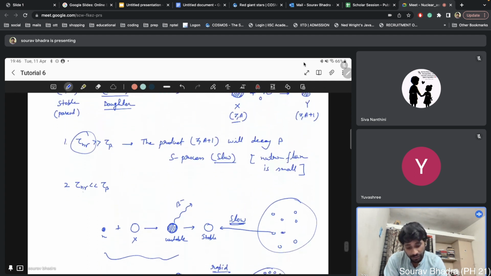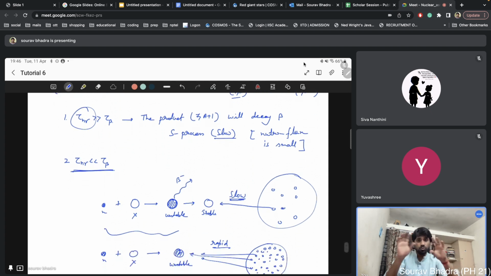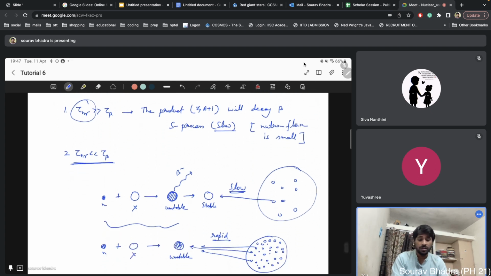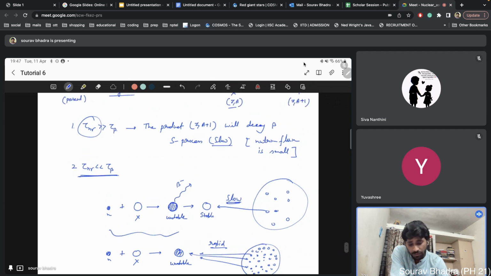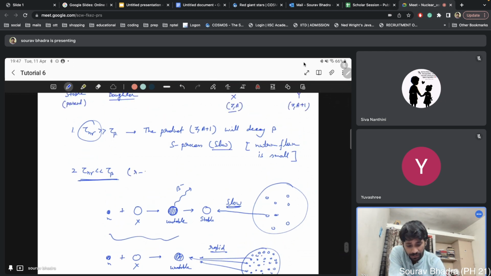And also this condition is the same: which one is greater, the beta decay lifetime or the neutron capture time, and the neutron flux. So two conditions, both are important. One is the lifetime, another is the neutron flux. Okay, so this is the main thing. Now this is the S process, and this is the R process, as I told you. Here the neutron flux is high, and here the neutron flux is low.